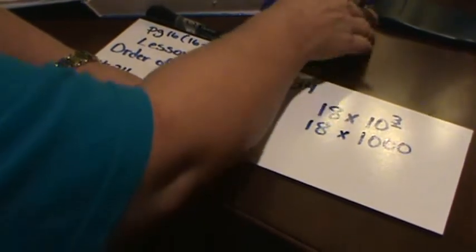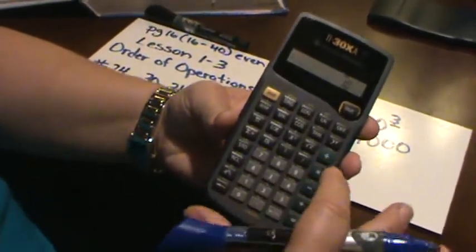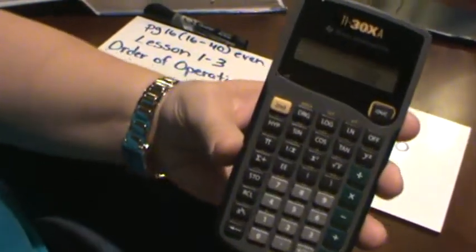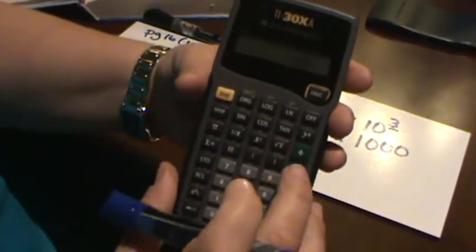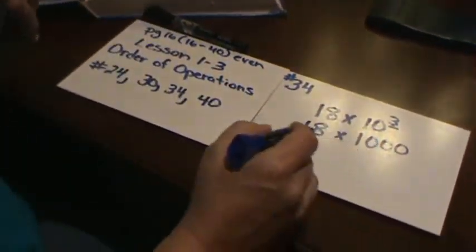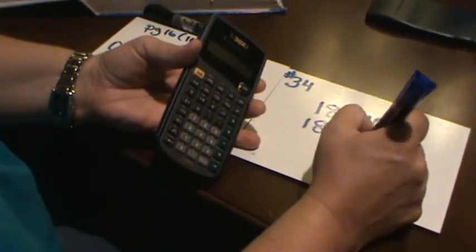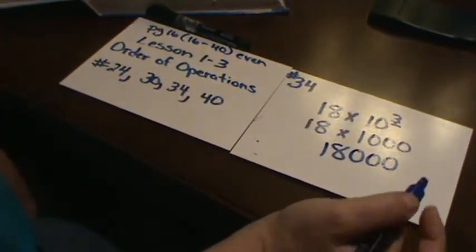And if I want to check it, I have my calculator. I could just go 10 y to the x 3 and I get 1,000. That way I'm double sure. And then I can simply take that and I'm ready to multiply now times 18, and you will see to check yourself it's 18 with the 3 zeros. So you can really take some shortcuts on that.